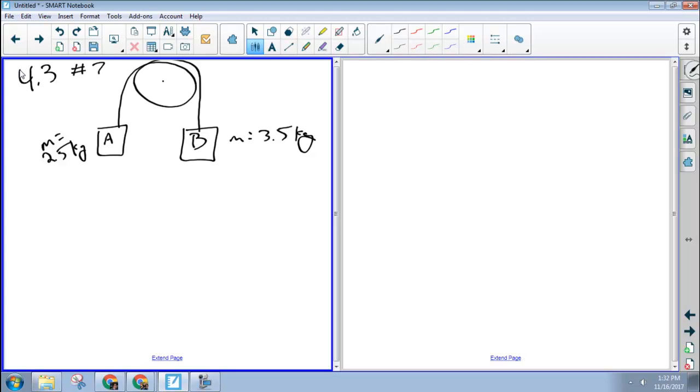Okay? So, question A says, the objects start 1.8 meters above the ground. So if I release them, how long will it take before the heavier one hits the ground?